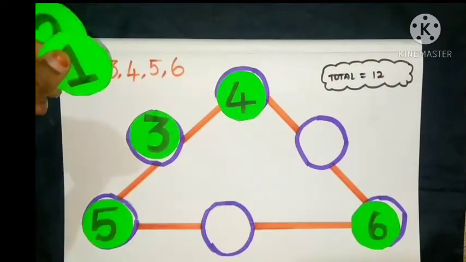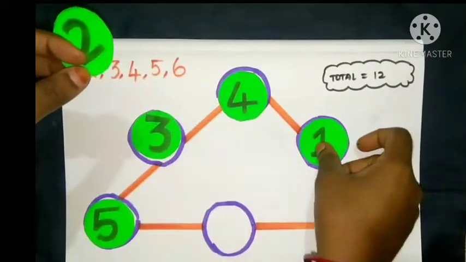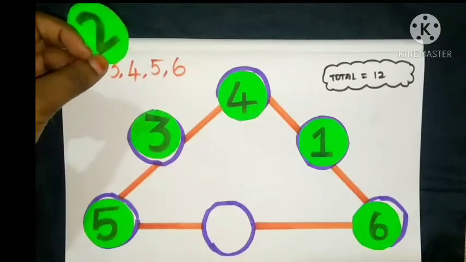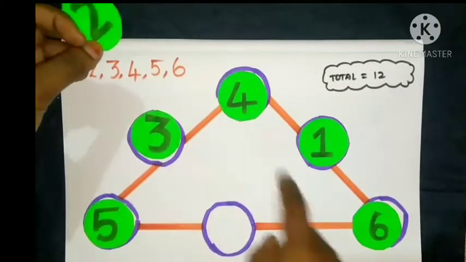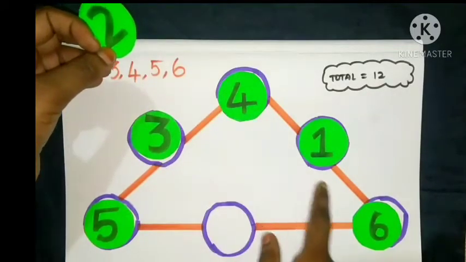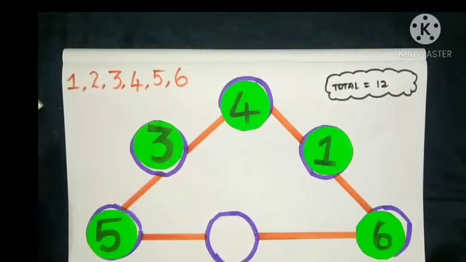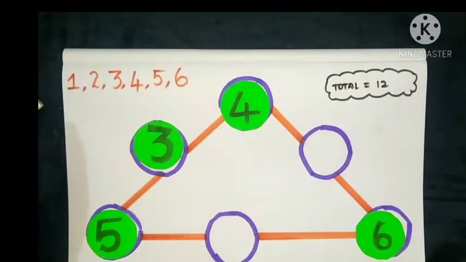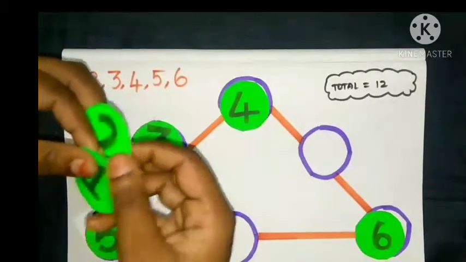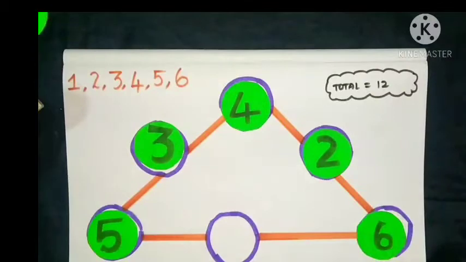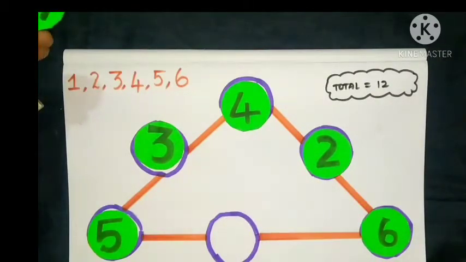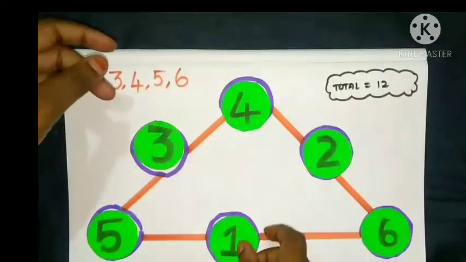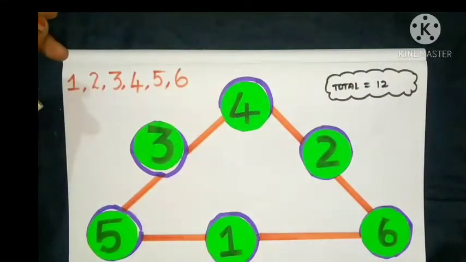Now let's place 1 here. Then check whether the side of the triangle adds up to 12 or not. 4 plus 1 is 5. 5 plus 6 is 11. So 1 is an incorrect number to place here. Try the other way by changing the numbers like this. Place 2 here. 4 plus 2 plus 6 is 12. Then place 1 here. Then check: 5 plus 1 plus 6 is 12.